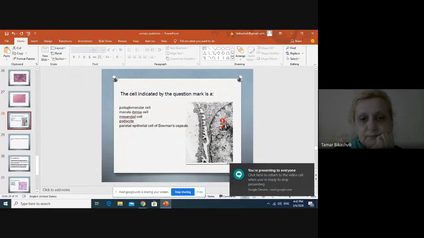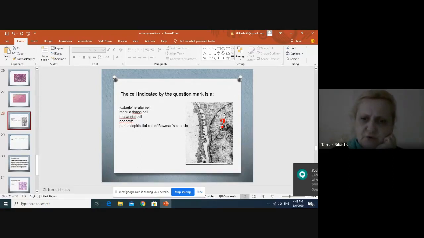This cell is a podocyte. So this is the nucleus of the podocyte. You can see the membrane, the thick membrane, and here the pedicels of the podocyte and endothelial cells. Together they form the filtration apparatus.